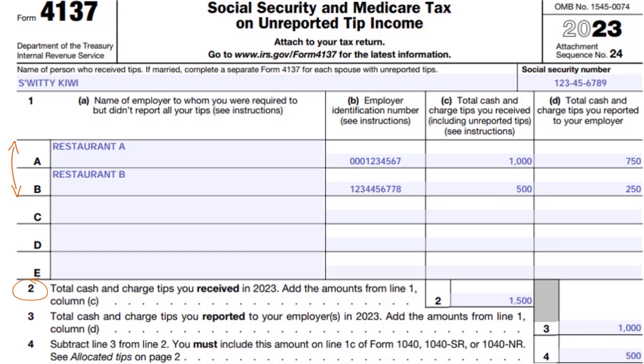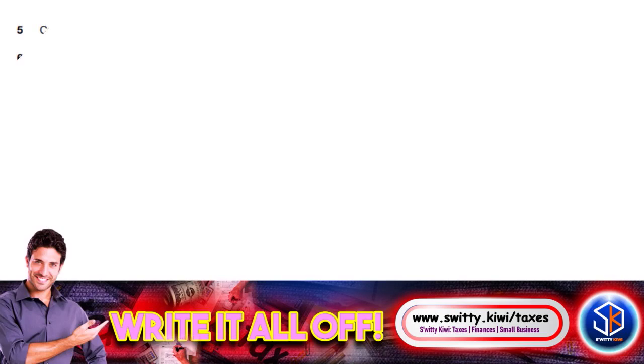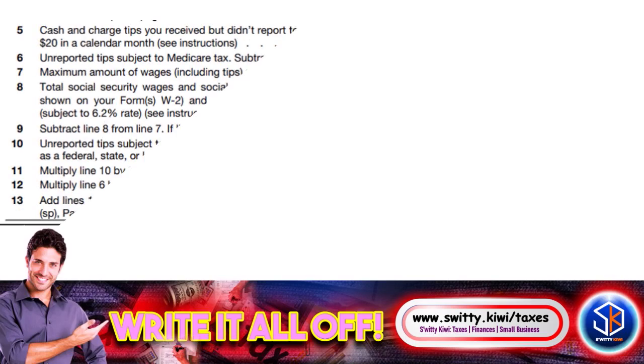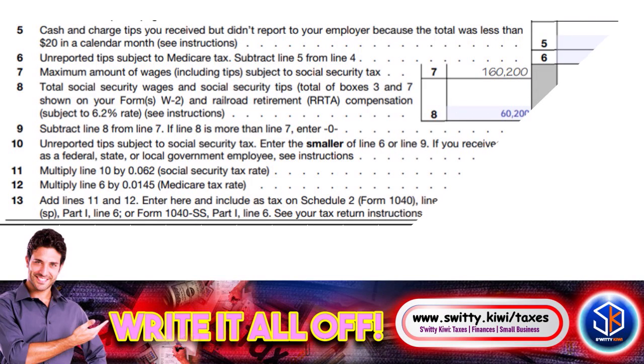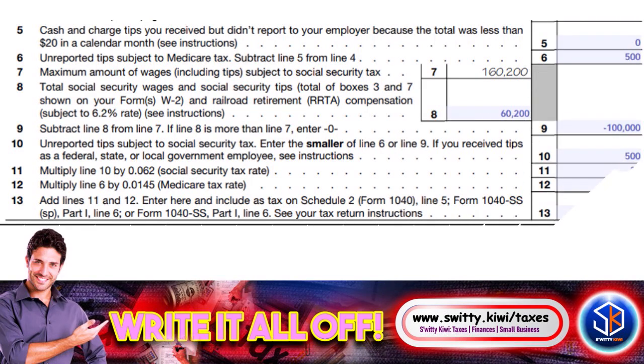Okay. And if we move all the way to line 6, we have $500 because that's what the math gets to. And on line 7 here, we have made less than $160,200. And so on line 8, you put your income for the year. And so line 9 comes to a negative $100,000. Your situation might be a little different, but here, for the sake of convenience and clarity, we just use some round numbers.